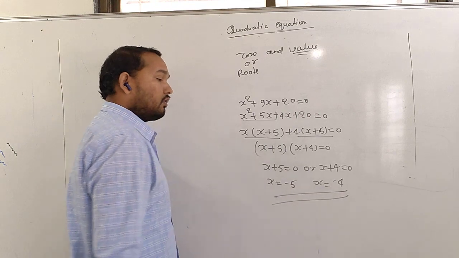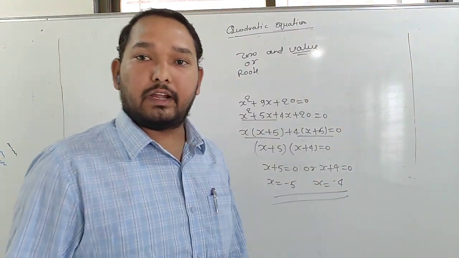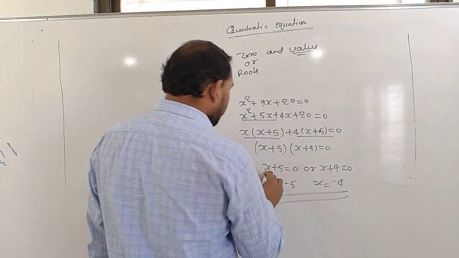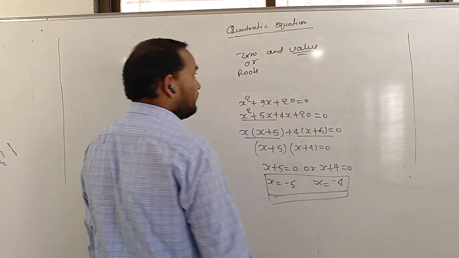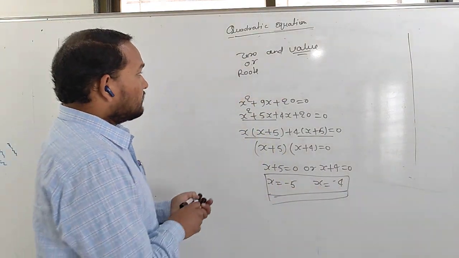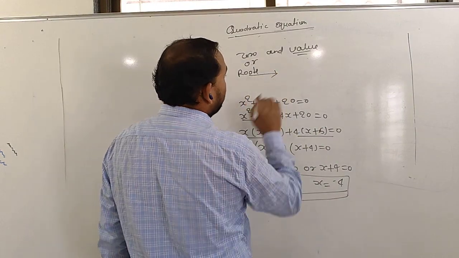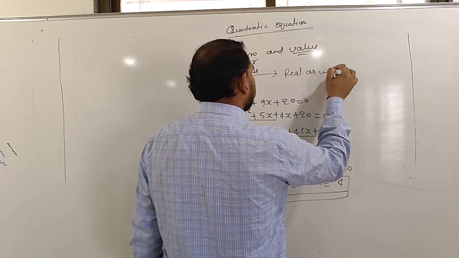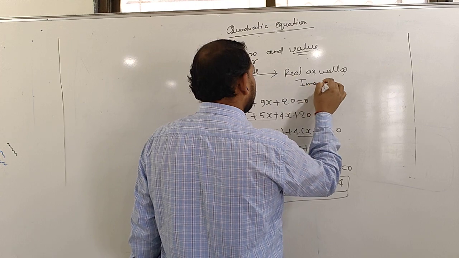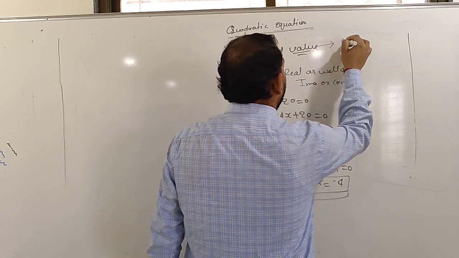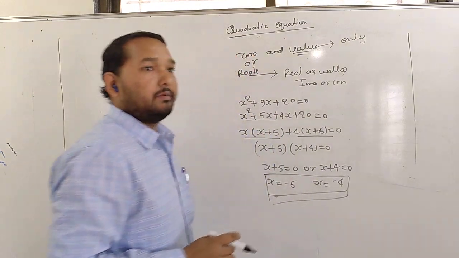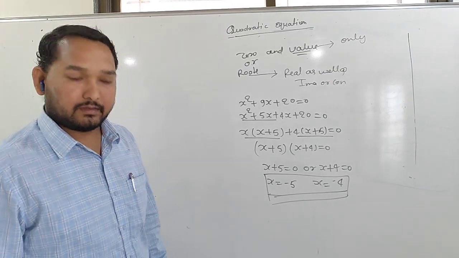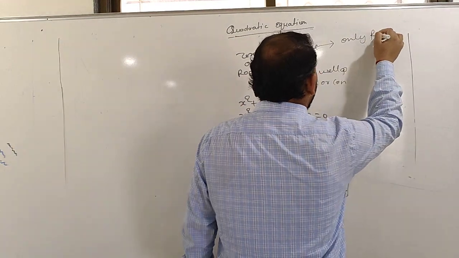That is called the roots, that is called the zero, that is called the value. But you should also know the difference between zero and value: a zero or root may be real as well as imaginary or complex, but a value is only a real number. That is the difference between zeros or roots and value. Did you get my point? Okay, only a real number.